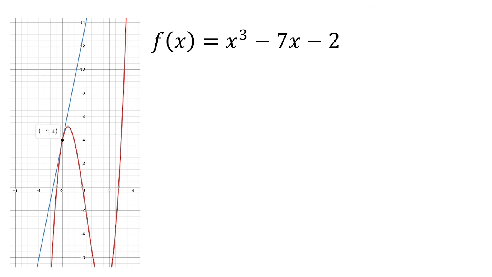Now if we graph this, the red graph is our original function, and the blue line is the tangent line. As you can see, we have x equals -2, y equals 4, where the tangent line intersects the red graph, and the y-intercept is at 14. So this is my graph.